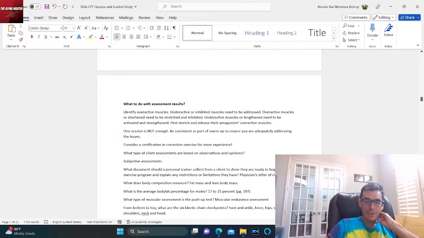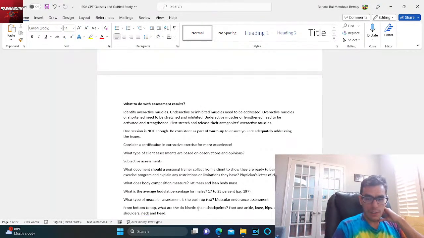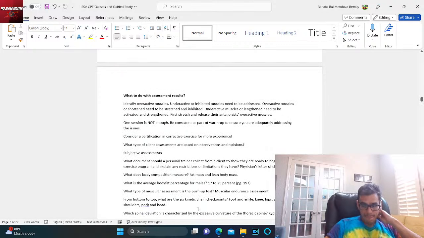From bottom to top, what are the six kinetic chain checkpoints? The foot and ankle, the knee, the hips, the spine, the shoulders, and the neck and the head.